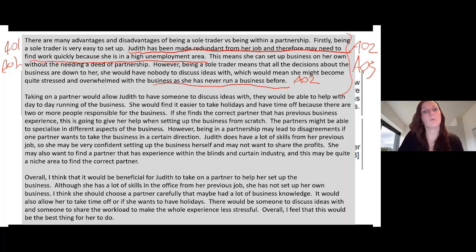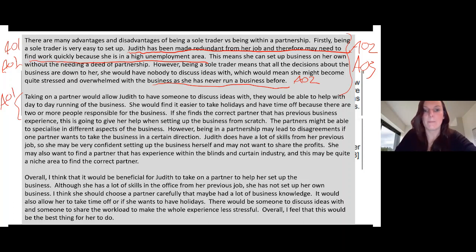So taking on a partner would allow Judith to have someone to discuss ideas with. They will be able to help with the day-to-day running of the business. She would find it easier to take holidays and have time off because there are 2 or more people responsible for the business. Okay, so again, it's an AO1 here.